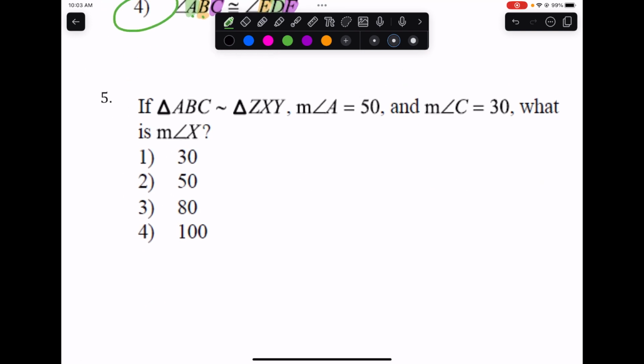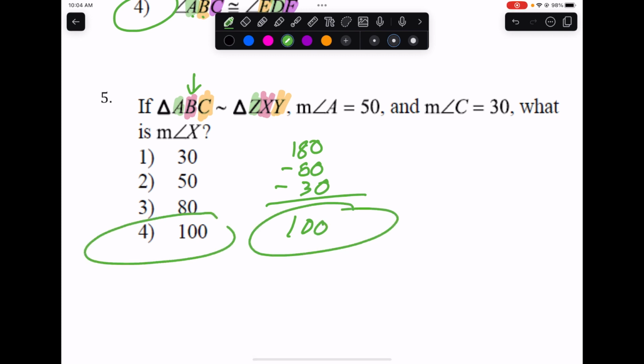So if the triangles are similar that I'm given, angle A is equal to 50, angle C is equal to 30. What is the measurement of angle X? So if I look at my order of letters, angle X would match with angle B. That's the one that I am not given, right? So they have to be congruent. A triangle has 180 degrees. So if I'm given the other 2 angles, I can solve and find that how much is left has to be angle B, which is 100 degrees.